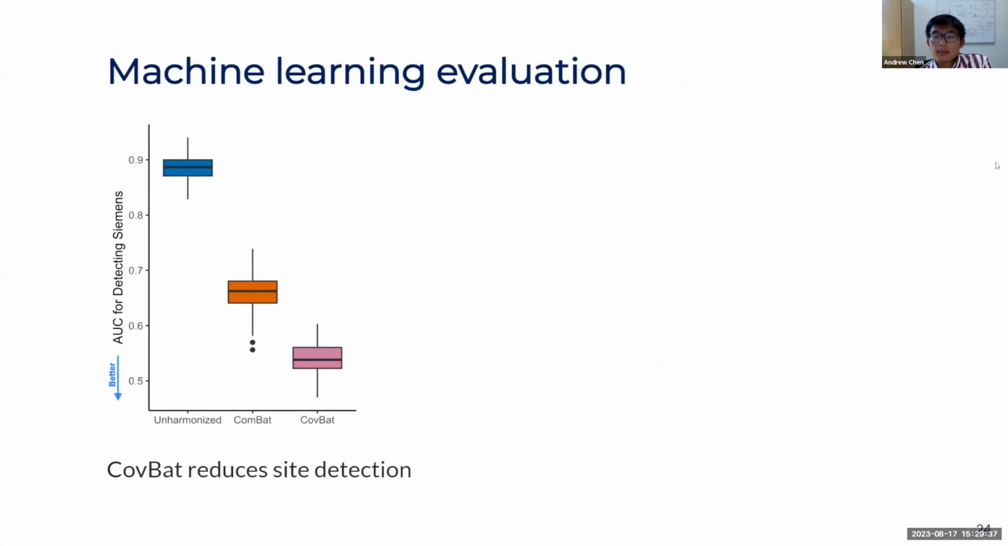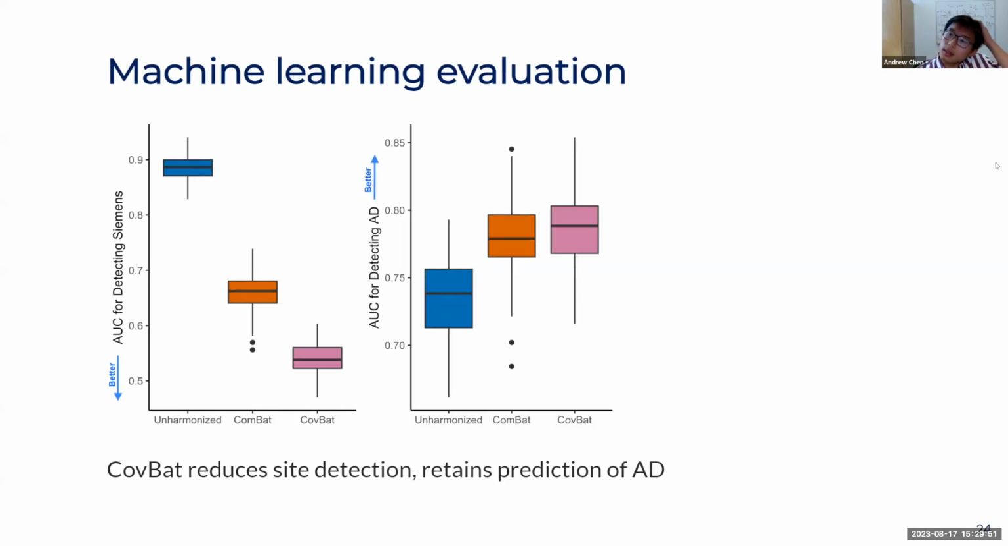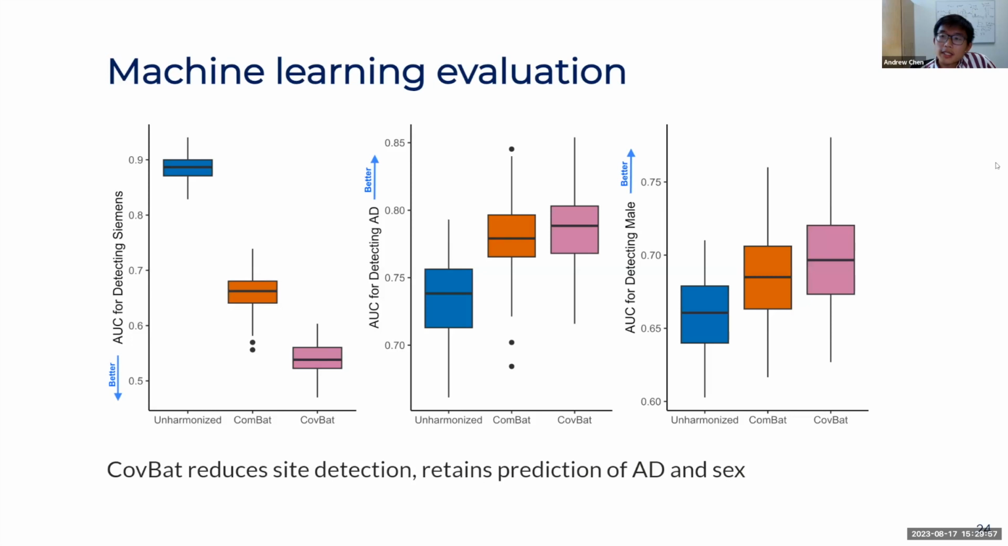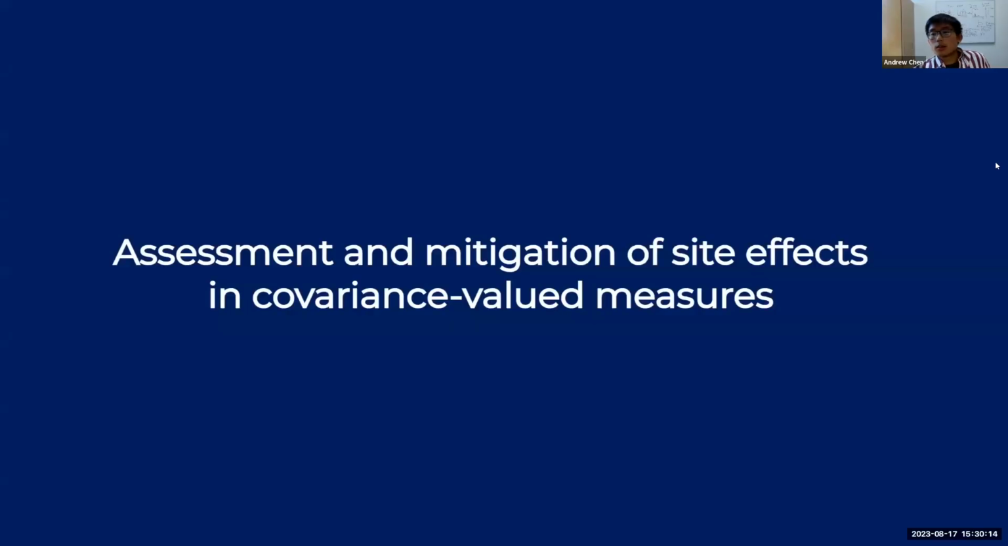And when we designed some more machine learning evaluations, we revisited the old one. Again, we find that the AUC is considerably reduced in detecting Siemens, so reducing the site effect. We designed other experiments to show that it maintains detection of Alzheimer's disease in this population, as well as maintaining some of the biological sex effects that are well documented in the sample. And so with that, we were able to show through our analysis that CovBat seems to address the site effect issue that we observed in the ADNI study. I'm happy to take questions on that maybe towards the end.